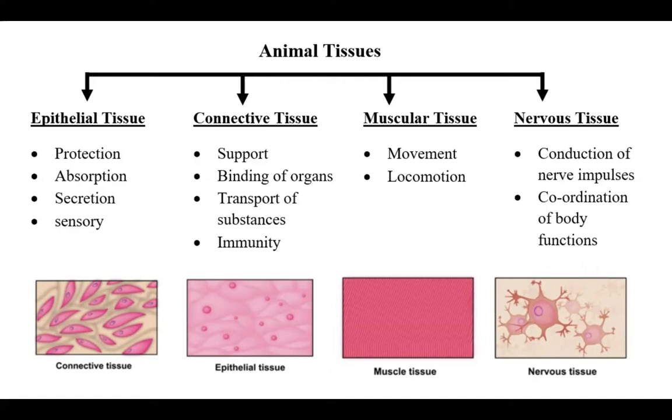The connective tissue is that which connects various other tissues together. It provides support, it binds organs, it helps in transportation of substances, and it also helps in immunity. The muscular tissue helps in two things: movement and locomotion. Movement is simply movement in one particular place, but when a person moves from point A to point B, that is called locomotion. The nervous tissue helps in conduction of nerve impulses and making us aware about our external and internal environment. So let's study these tissues in detail.